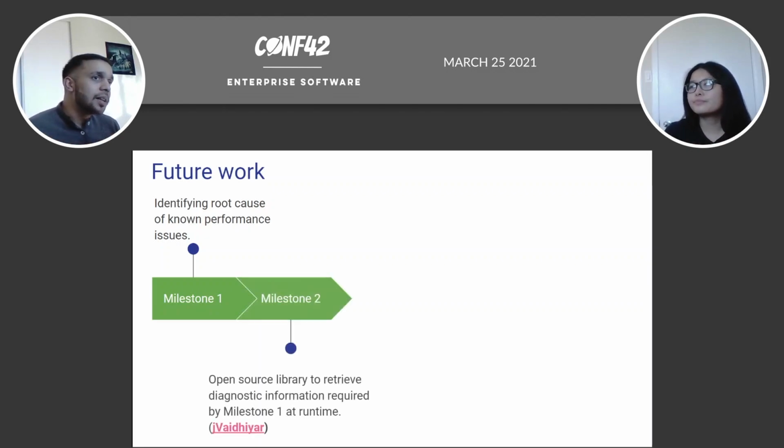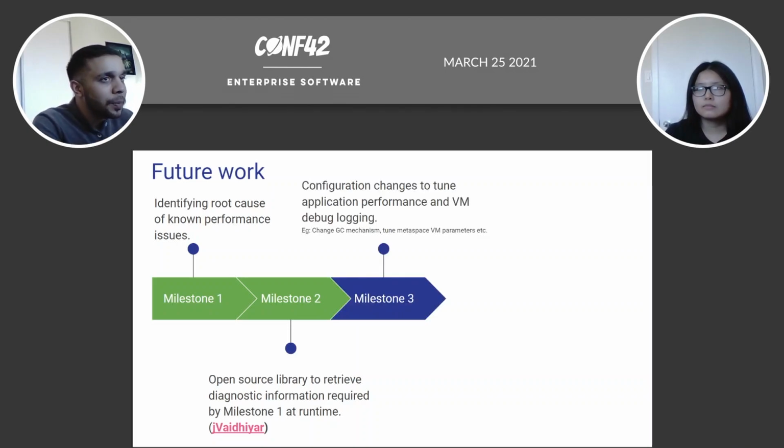Once that was done, we went ahead and created an open source library that lets us get all the metrics or diagnostic information we need to make the root causing process much easier. And that library is called JVM. The third milestone which we'll be embarking on is fine-tuning the JVM and looking into actually fixing the performance issues. Not only fine-tuning, to be very specific, but also adding VM options so that we get additional debug logging or more information that will make milestone 1 much easier and quicker.